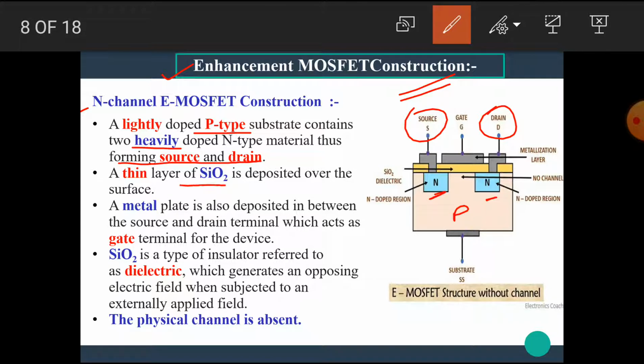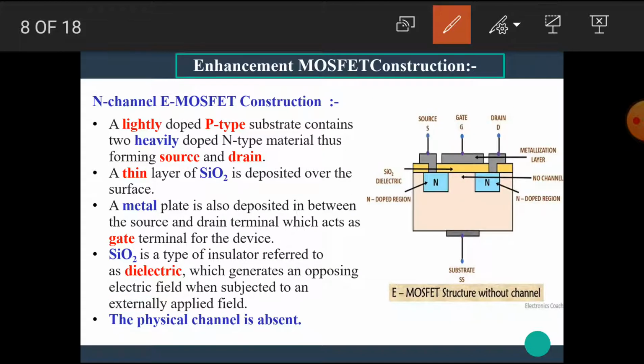A thin layer of SiO2 is deposited over the surface. A metal plate is also deposited between the source and drain terminal, which acts as the gate terminal for the device. This is the gate terminal. SiO2 is a type of insulator referred to as a dielectric, which generates an opposing electric field when subjected to an externally applied field. The physical channel is absent.